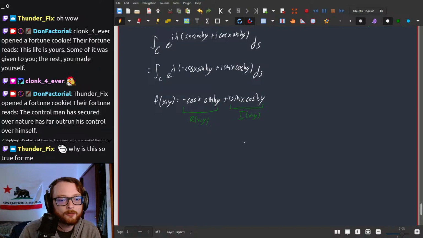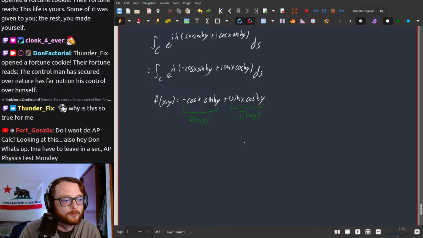So I guess let's just start by getting some level curves for the real part. If this thing equals 0, what does this world look like?